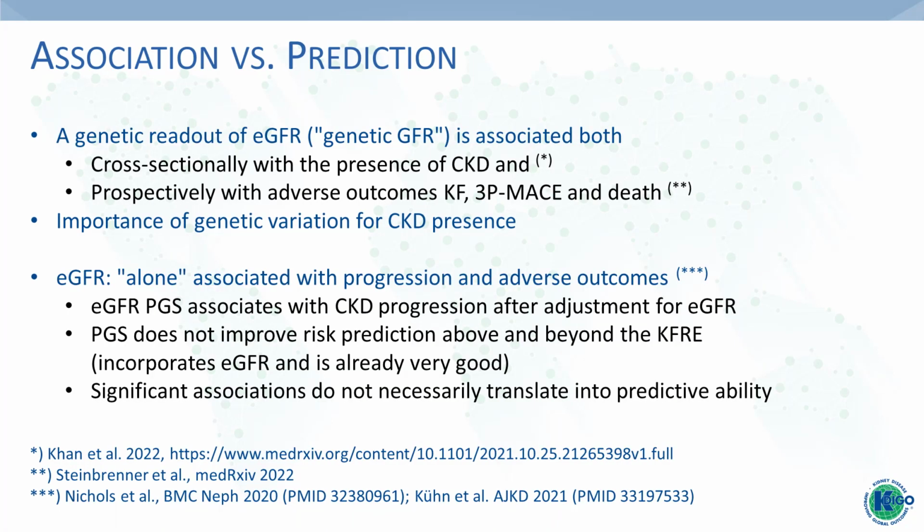EGFR as a biomarker alone is associated with CKD progression. UACR is a second biomarker that's also associated with CKD progression. We now know that the risk score is also associated with CKD progression, both in the general population and in a CKD cohort, even after adjusting for EGFR, as I just have showed you on the slides before.